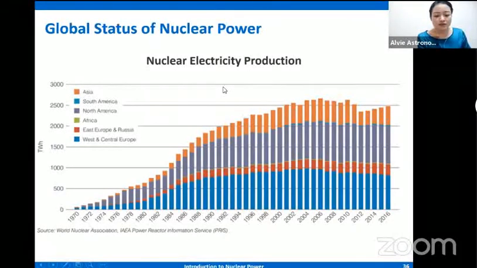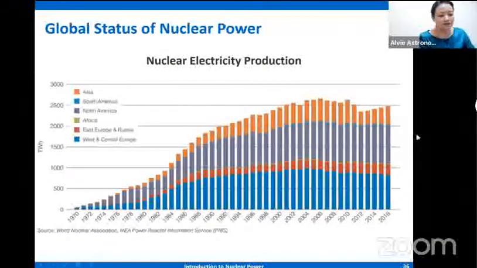So this is the nuclear electricity production. What do we see here? So we see here that there's an increasing trend in Asia. This is just until 2016, but if we continue this to 2020 with China as the fastest growing nuclear country in the world, this percentage would even be higher.